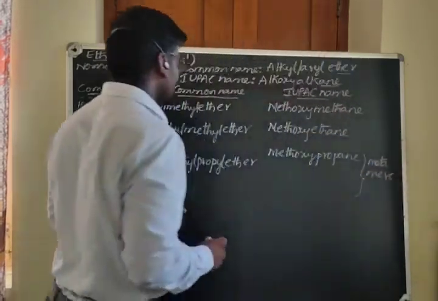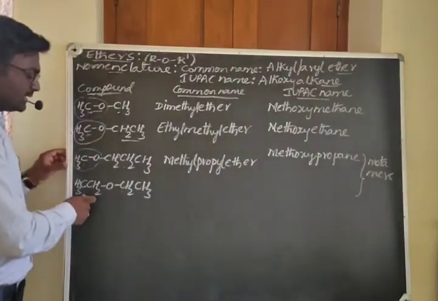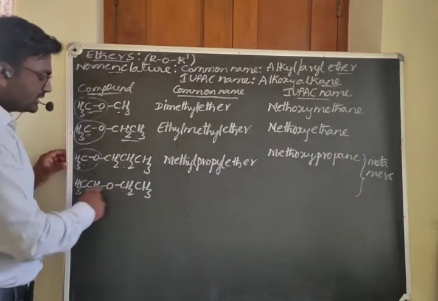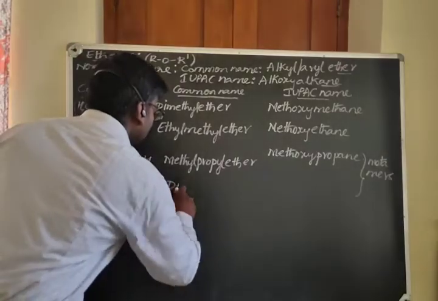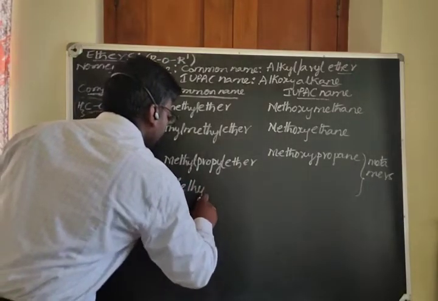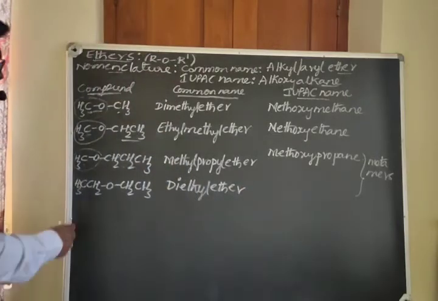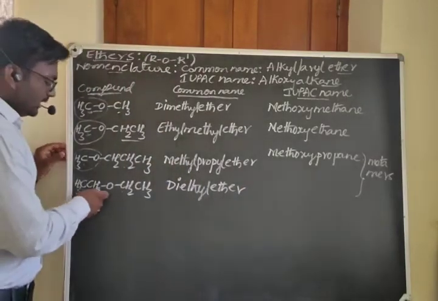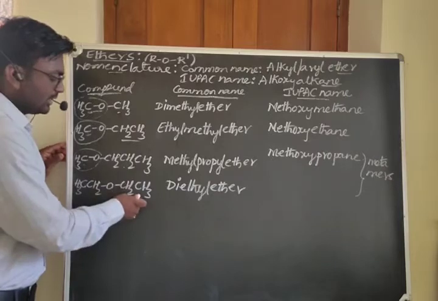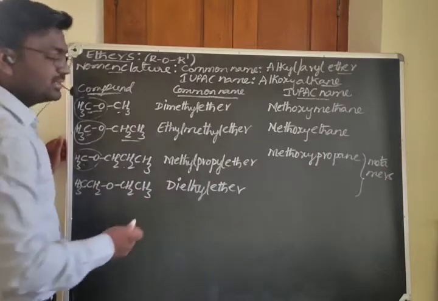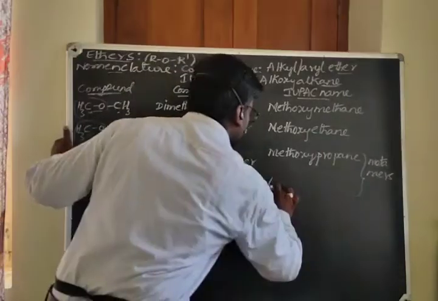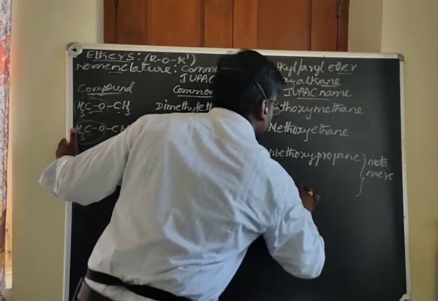Now let us consider the common name of this compound. It is ethyl, it is also ethyl, so it is diethyl ether. Now what is the IUPAC name of this compound? Ethyl plus oxygen is ethoxy, and here also it is two carbons, therefore it is ethane. This is ethoxyethane.